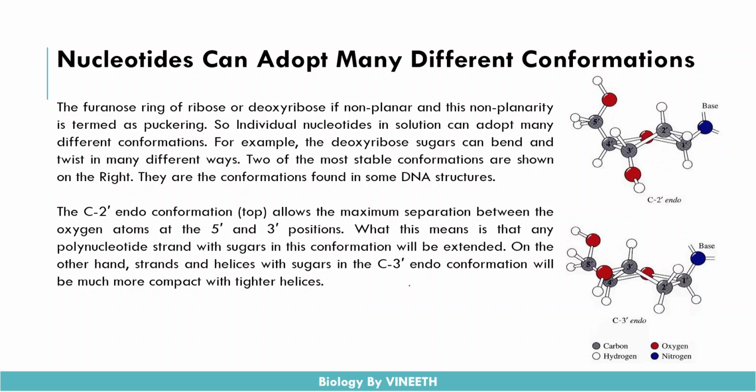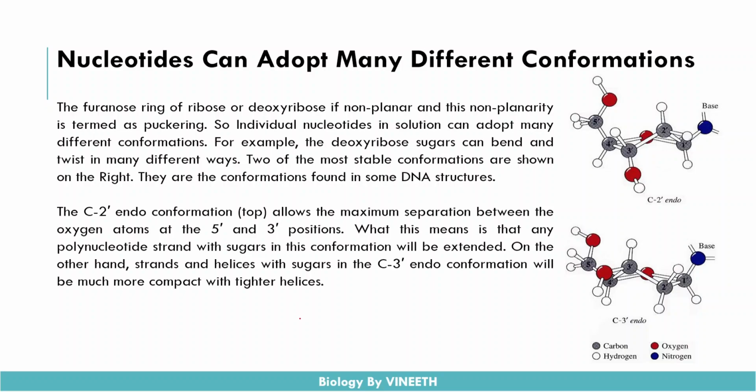For example, deoxyribose sugar can bend and twist in many different ways. Two of the most stable conformations are shown on the right side: C2 endo and C3 endo. These are the major conformations present in the nucleic acid chains. The C2 endo conformation allows the maximum separation between the oxygen atoms at the 5' and 3' positions, while the C3 endo conformation is more compact and forms tighter helices.